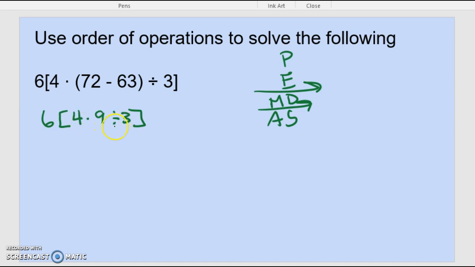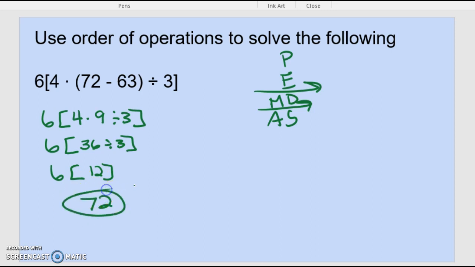So I have multiplication and division. So remember, you just go left to right. So the first thing that comes is that multiplication. So I have 36 divided by 3. Still not done with what's inside the brackets. 36 divided by 3 is 12. And now I can do 6 and 12. And remember, if there's no sign, that's multiplication. And 12 times 6 is, let's see, 72, I believe. So that'd be my answer.